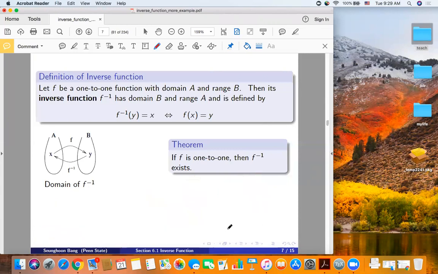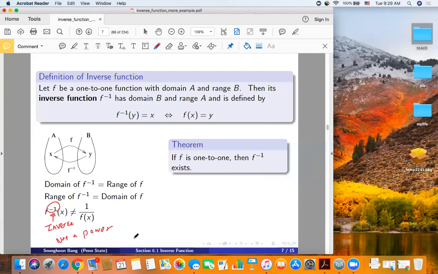Here, the domain of inverse of f is the range of f. The range of inverse of f is the domain of f. Inverse of f of x is not equal to 1 over f of x. Really be careful. The minus 1 is the inverse notation, not a power. Really be careful.